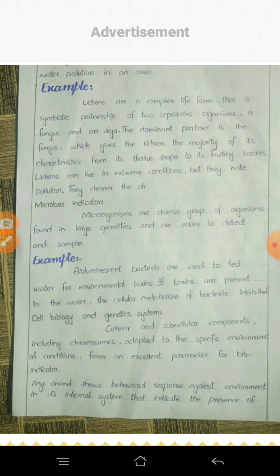If pollutants and contaminants are present in the water and toxicity is present in it, then the cellular metabolism of the bacteria is inhibited. That indicates that pollutants and toxicity are present in the water. Cell biology and genetic systems will also indicate that toxins or pollutants are present in the system. In humans, the internal system will be affected if contaminants or toxins are present in water and in our food. So this will be a good indicator.